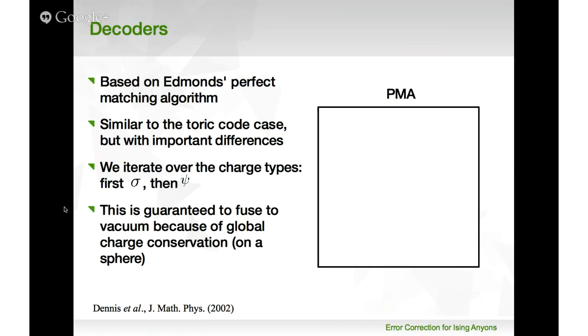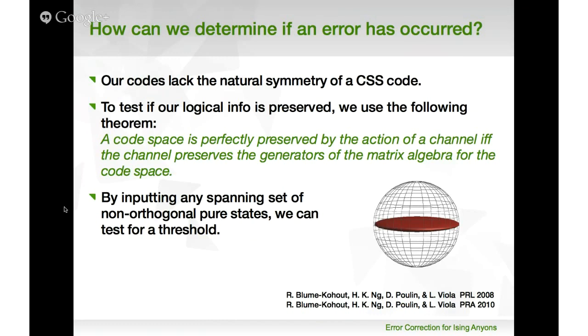Okay, so those are our decoders. There's one additional subtlety when we're studying decoding, which is that we need to determine whether or not a logical error occurred. Now, in the toric code case, and indeed any code that I've seen a threshold for, it has always been a CSS code. In a CSS code, you can treat the X and the Z operators independently. But in our case, we can't do that. The action of the error channel on our code space doesn't respect this sort of XZ symmetry.